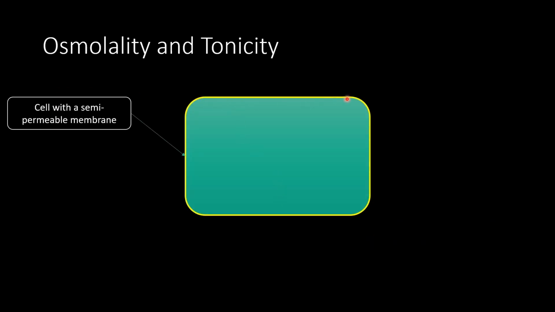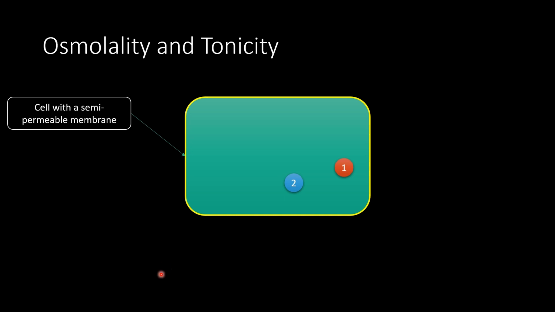See this cell or a solution. Imagine this is a cell. The cell is surrounded by a semi-permeable membrane. Semi-permeable means it is not permeable to all things. That means some things may be able to pass through the membrane, some things may not be able to pass through the membrane. That is what semi-permeable means. So imagine two solutes, solute 1 and solute 2. Coming to solute 1, as you can see, solute 1 is not able to cross the membrane. It is bound by the membrane. The membrane is impermeable to solute 1.